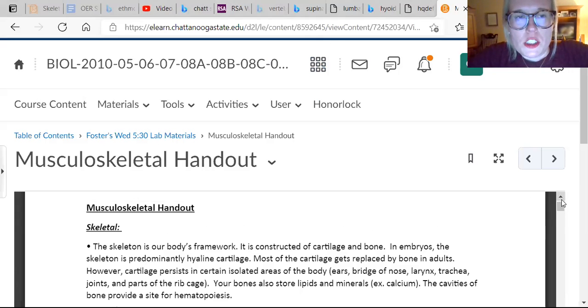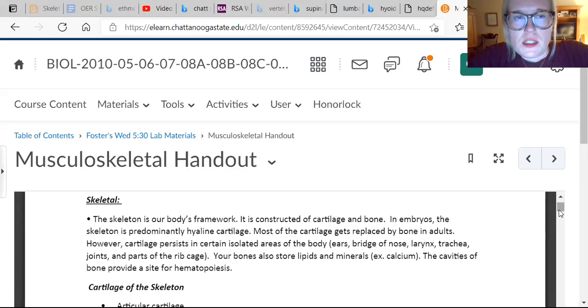So first off, we're going to talk about some generalizations of the musculoskeletal system. And when you talk about the skeletal system, we want to think about a framework, okay? So it's constructed of bone and cartilage.